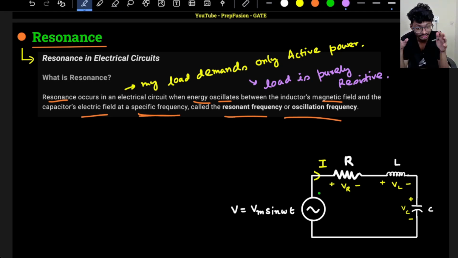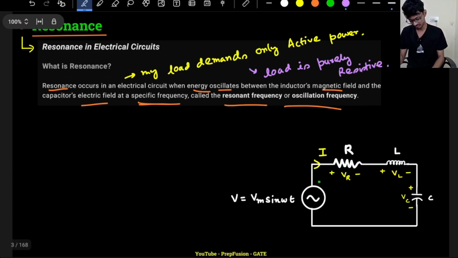There are many conditions, right? All of them point to the same thing, they are saying the same thing basically. Either your energy is oscillating from magnetic field to electric field, or your load is demanding purely active power, or your load is purely resistive. So when does your load become purely resistive? What is the impedance seen by the source?